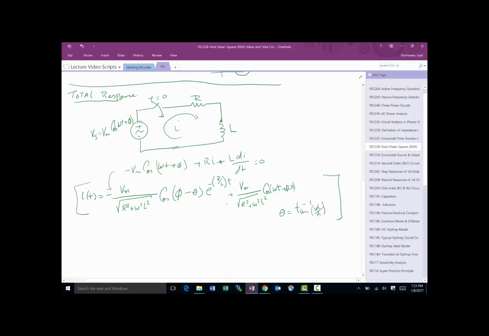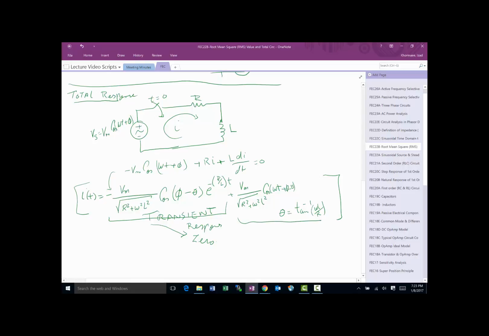What do you think is going to happen to this as time goes by? Notice what happens as t grows. With the negative exponent, e to the minus term keeps shrinking, which means the total value of this term is heading to 0. This is called the transient portion of the response, the transient response.